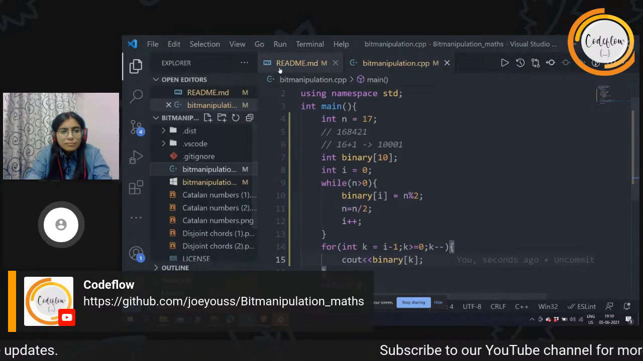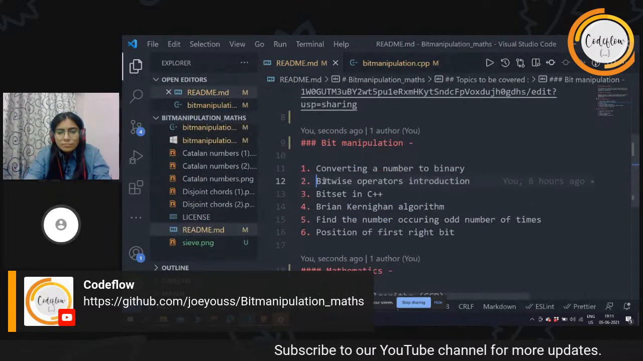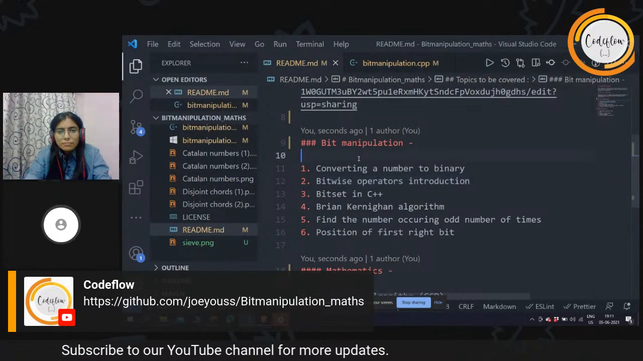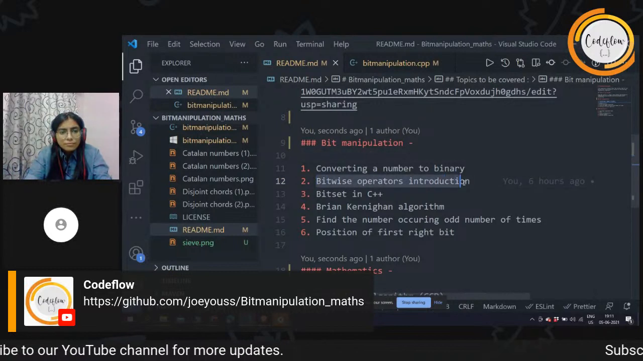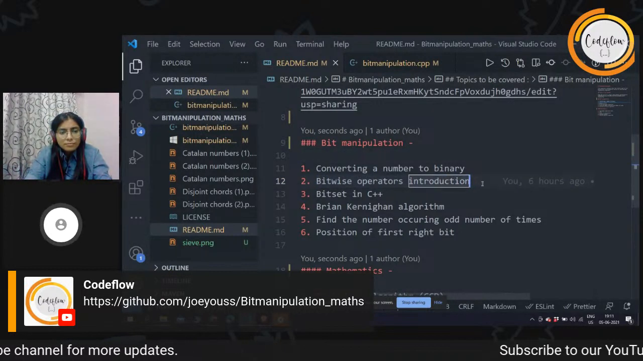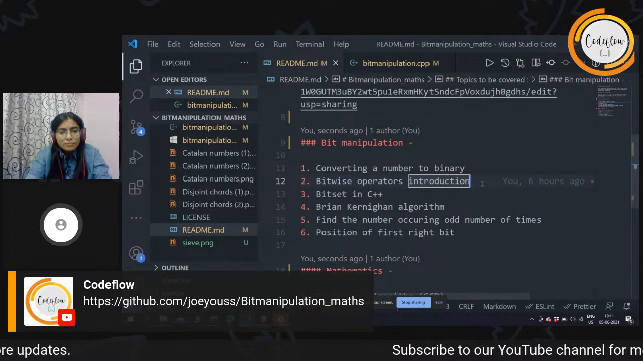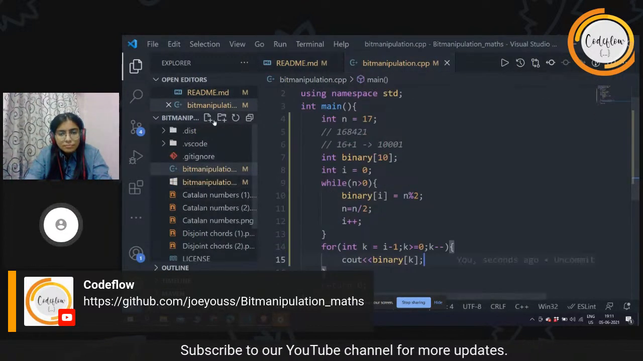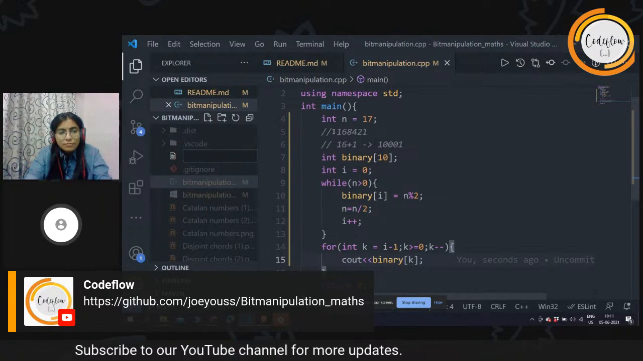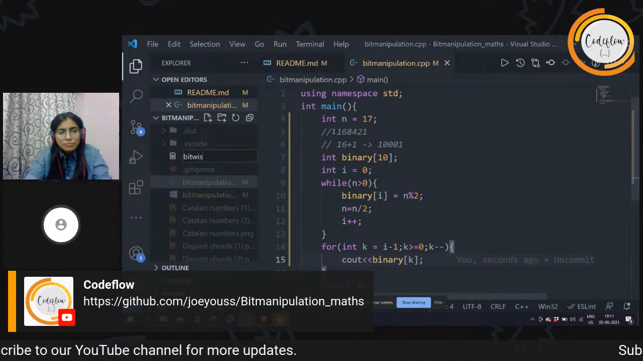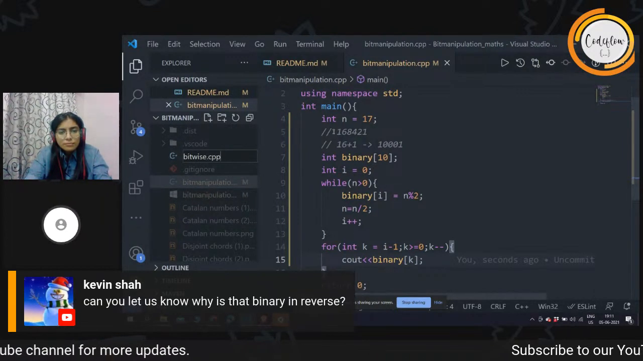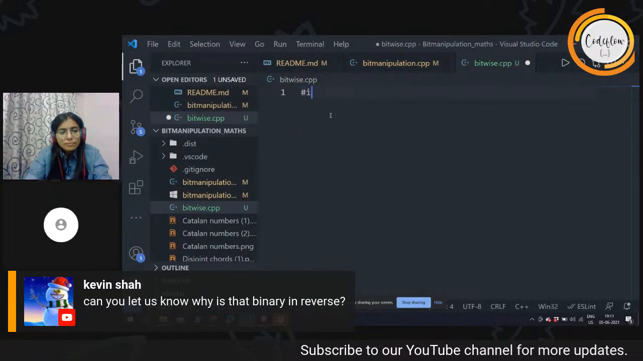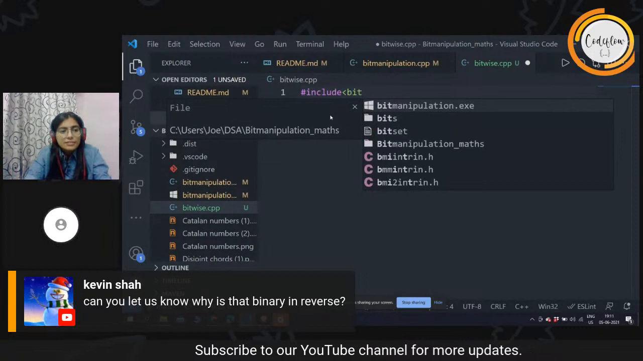Okay, so the next thing that I want to cover is bitwise operators. And over here, I'll be covering a concept called two's complement also. Since I want the session to be interactive, I will ask you questions in between, so please make sure that you answer them. So let me try bitwise operator. Bitwise operator.cpp, I'll create a new file.